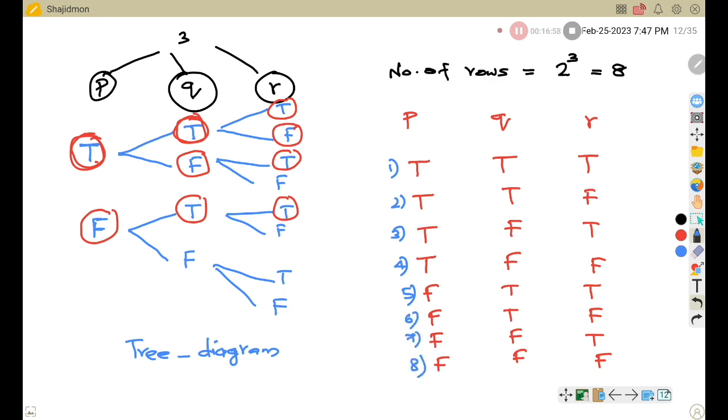So how are we deciding how many rows will be there in the truth table related to this rule? We can use 2 power number of variables. That means 2 power 3 here. So it is equal to 8 we are getting.